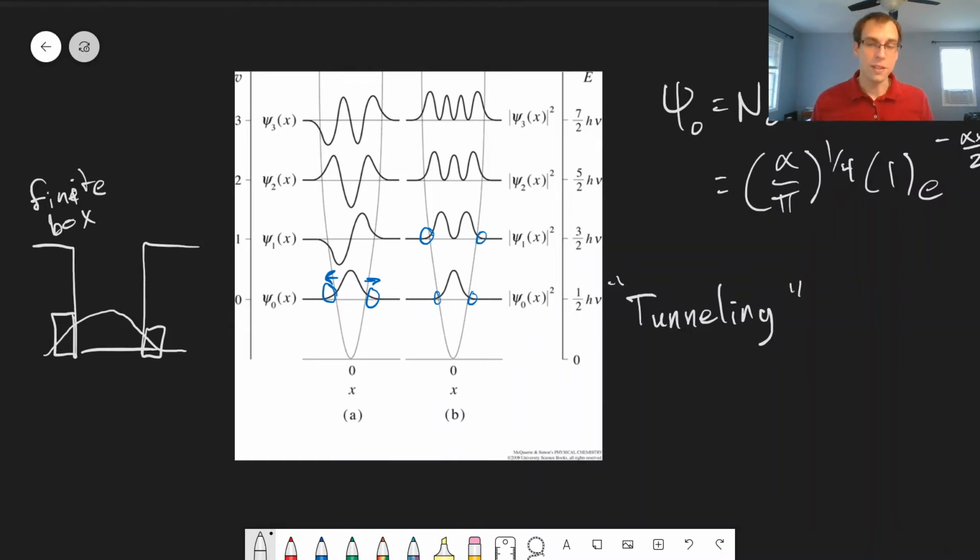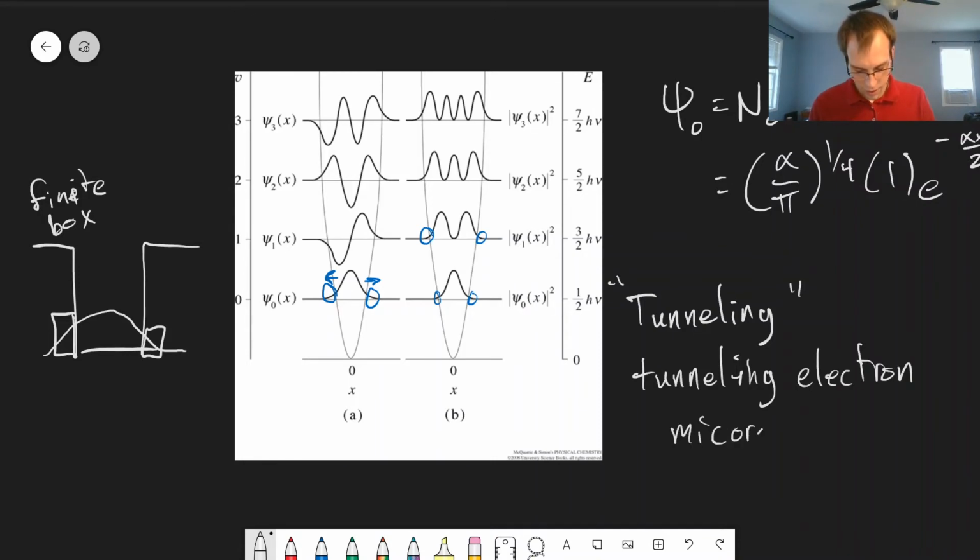Now, this is relevant in actual real-world applications. The first example that comes to mind for me is the tunneling electron microscope. We take advantage of the fact that this can happen and intentionally cause tunneling to happen. And so this tunneling has a specific probability, a specific chance to happen.